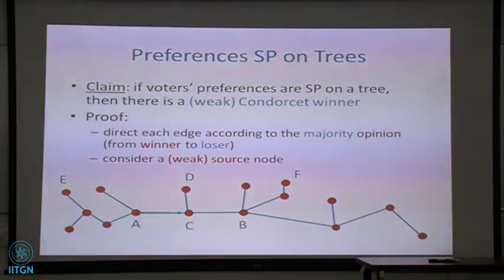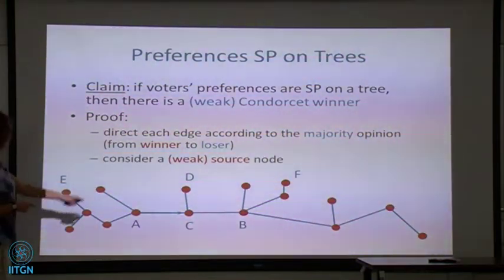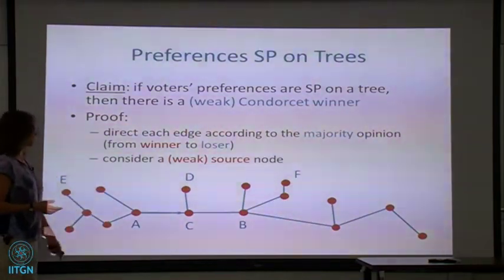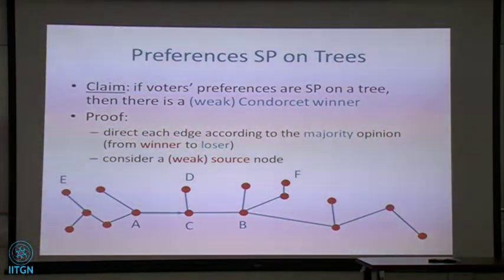I claim that this node is actually a Condorcet winner. What do I know about him? I know that he beats, or weakly beats, all of his immediate neighbors. That's by construction, by the choice of that node. So A weakly beats C because we have that arrow. Now, why is it the case that A also weakly beats, say, B? Suppose it doesn't.